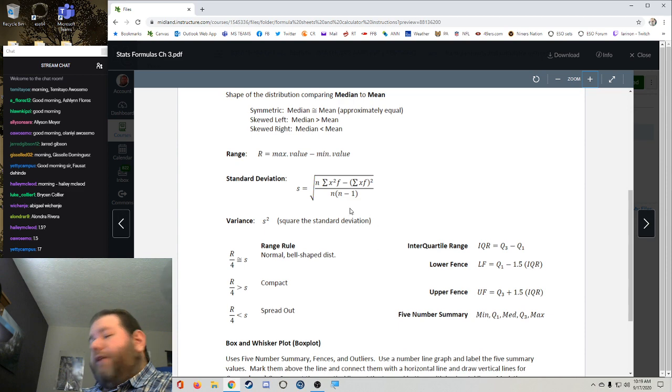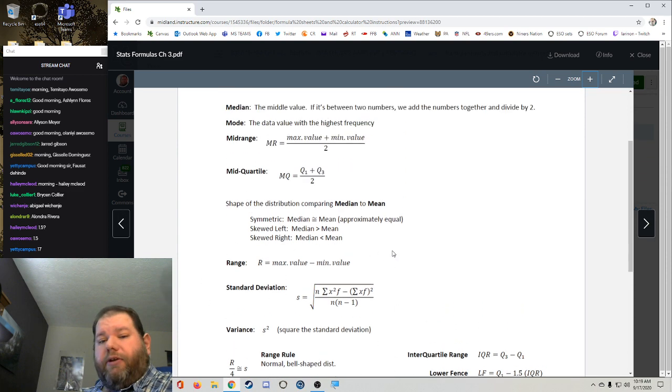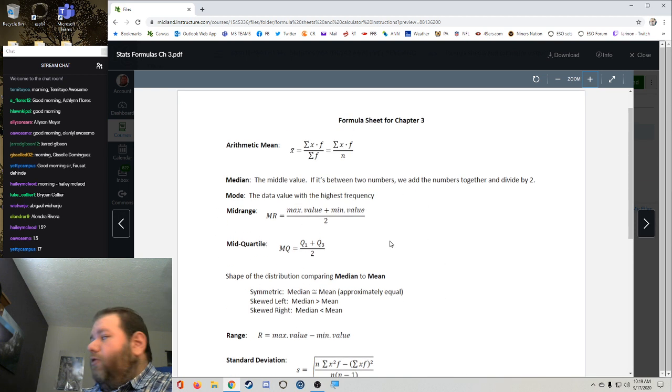Like the range rule, we'll definitely want to use that. Figuring out the shape of the distribution. And some of these other things, like the mid-range function. We didn't talk about mid-quartile. That's another measure of central tendency we could find. It's just the two quartiles added together and divided by 2. And that's actually a pretty interesting number because it focuses on the middle 50% of the data.